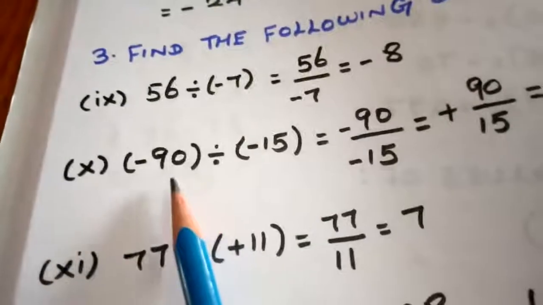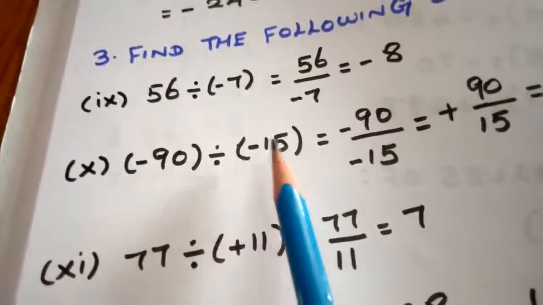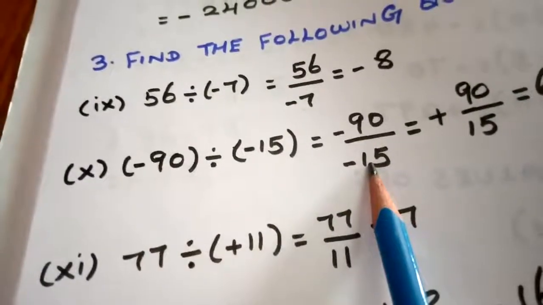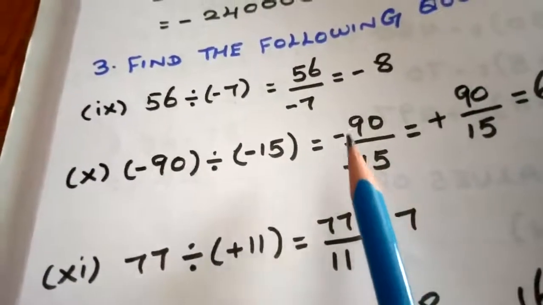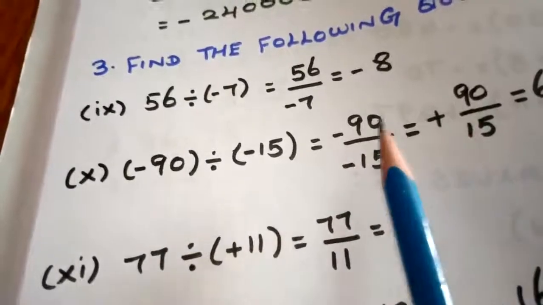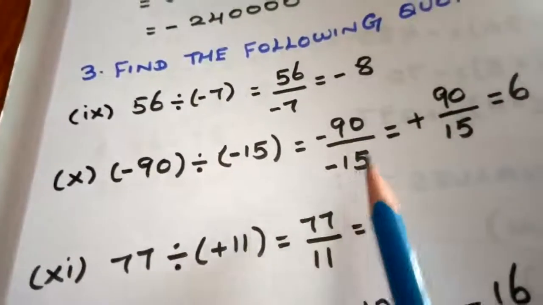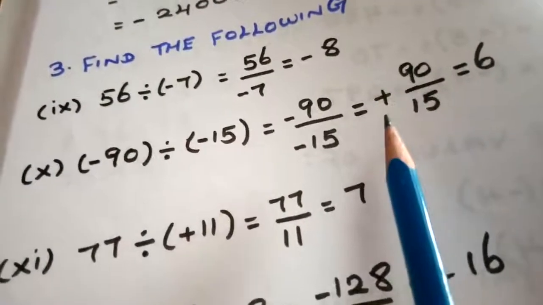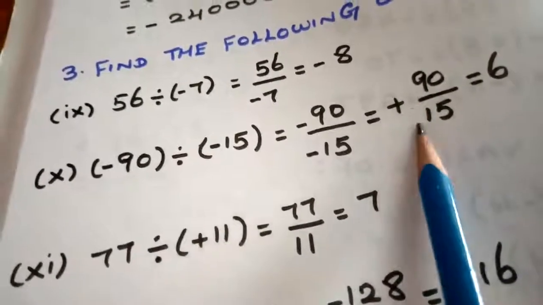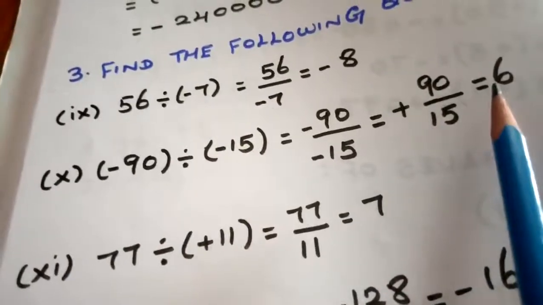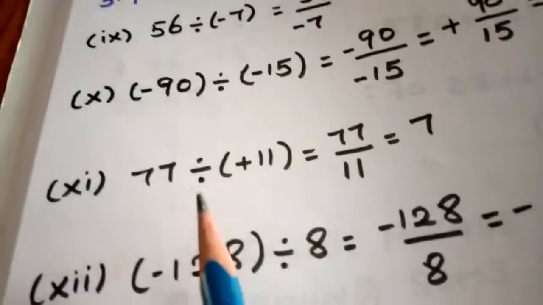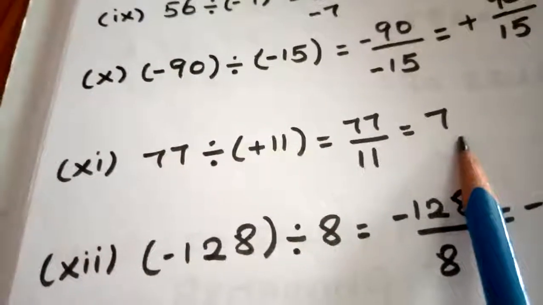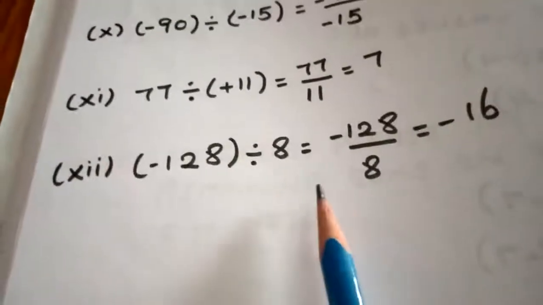Next question, minus 90 divided by minus 15. Same way, numerator divided by denominator, you are going to write in this way, students. Minus into minus plus 90 divided by 15. You can calculate by the 3 table, that is 30 by 5. 5 6s are 30, that is 15 into 6, you are going to get the value as 90. Same way, 77 divided by 11, you will get the answer as 7. This is a way of doing the calculation, students.